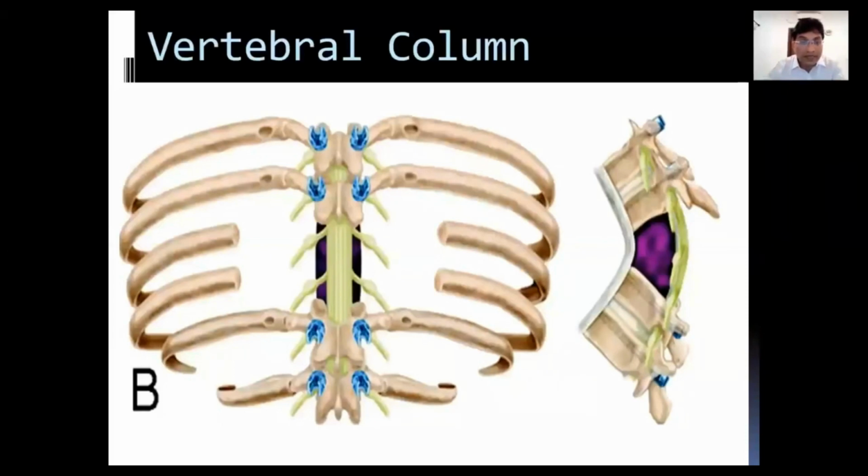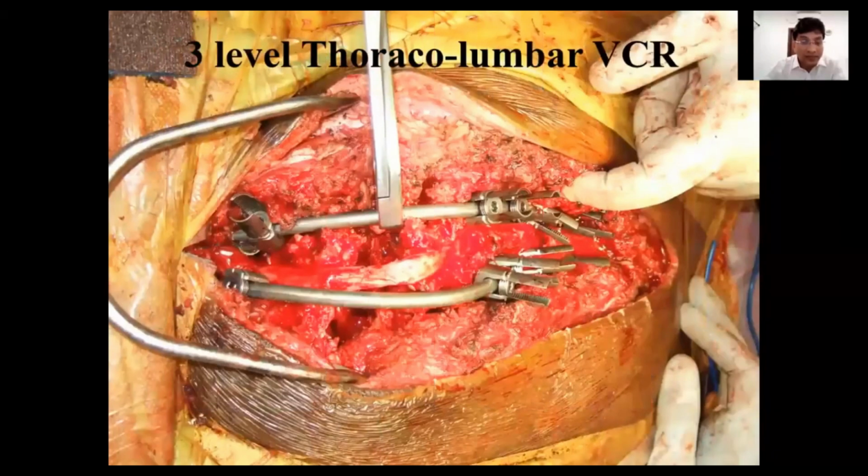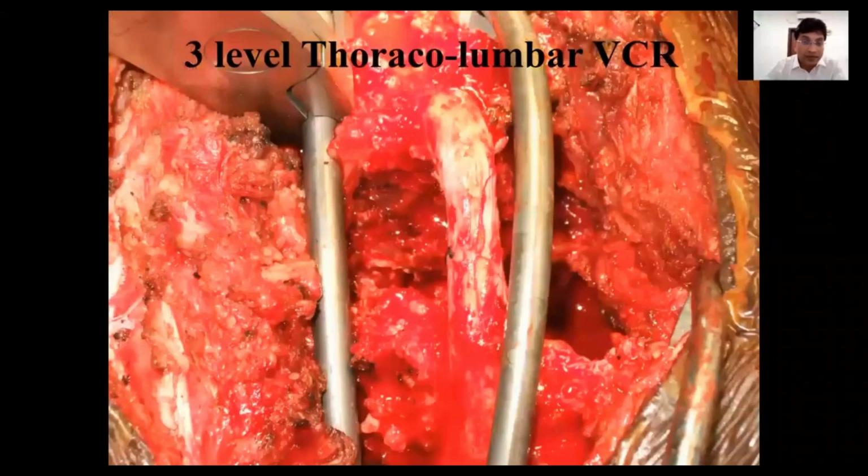In patients with high-end deformity like kyphosis or angular kyphosis, congenital kyphosis, semivertebrae, vertebral column resection can be safely done with the use of 3D navigation and use of a navigated drill. You can check the depth of your drilling easily under 3D navigation and safely perform vertebral column resection up to 2 or 3 levels in these patients. The 3-level VCR in a patient with congenital kyphosis.